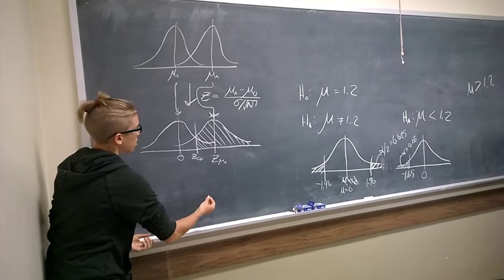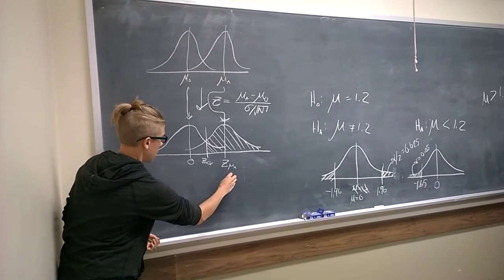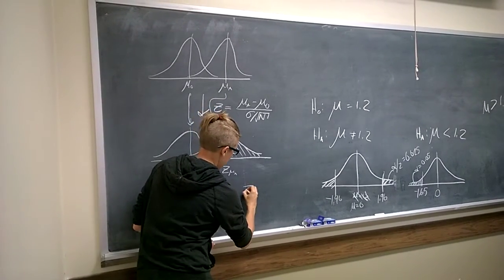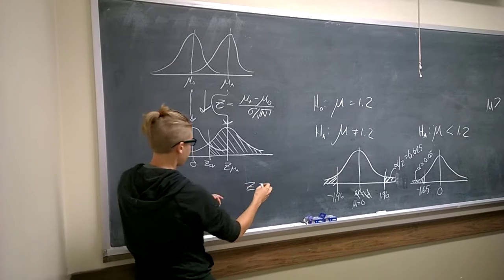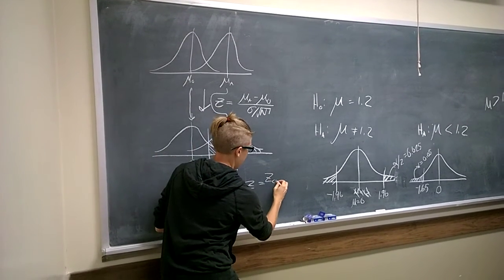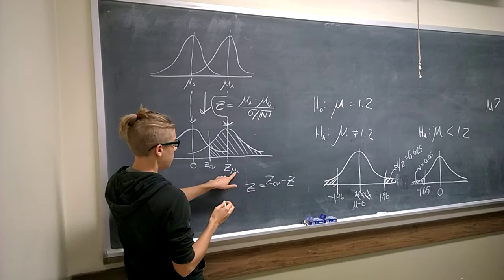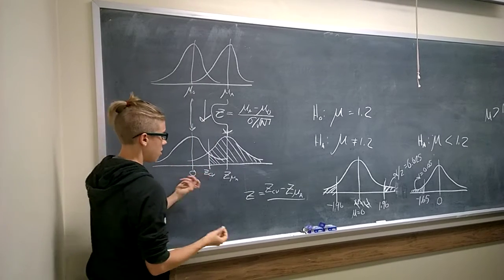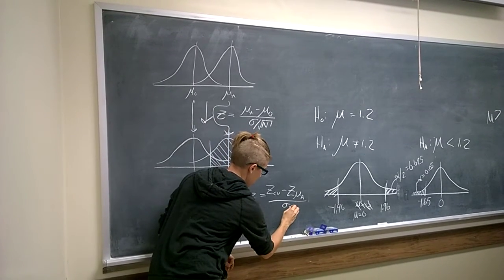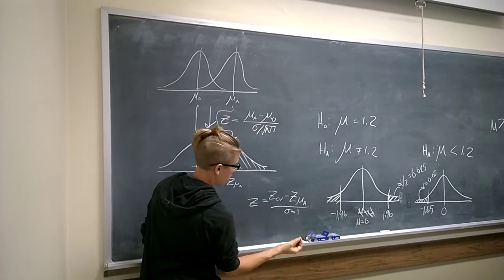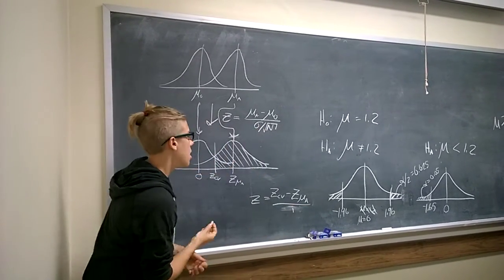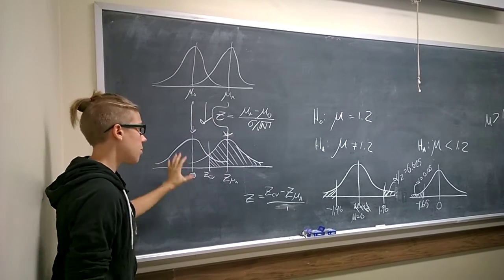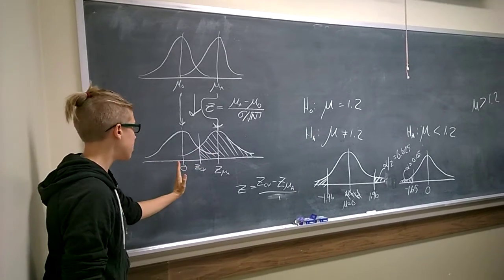And then what you do is you just do another little z calculation. Z equals the critical value minus the z of the mean, and then you divide by the standard error of the standardized distribution, which is just 1. So this is just 1 here, because we've already divided by the standard error. So when we're looking at these standardized distributions, they have a standard error of 1.